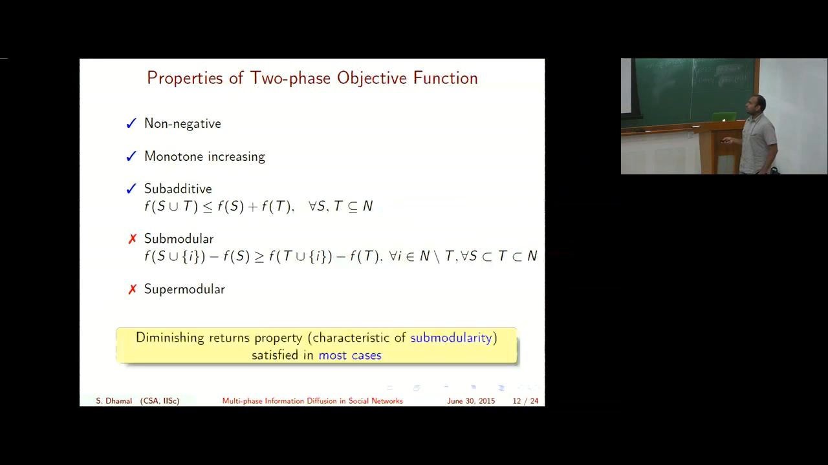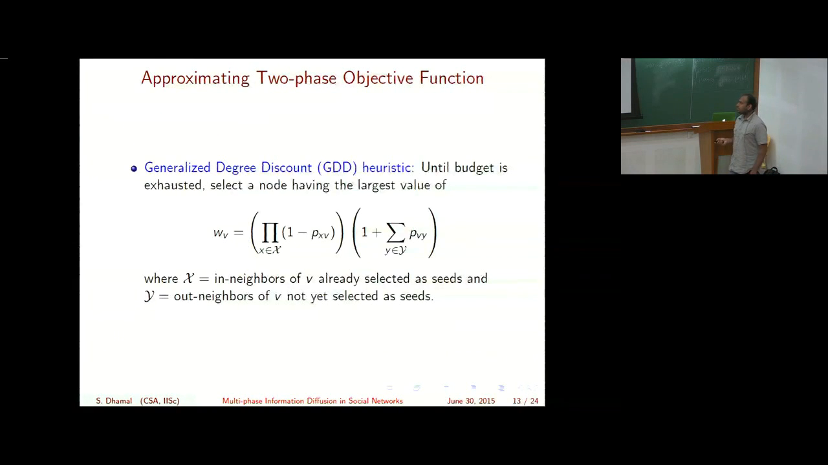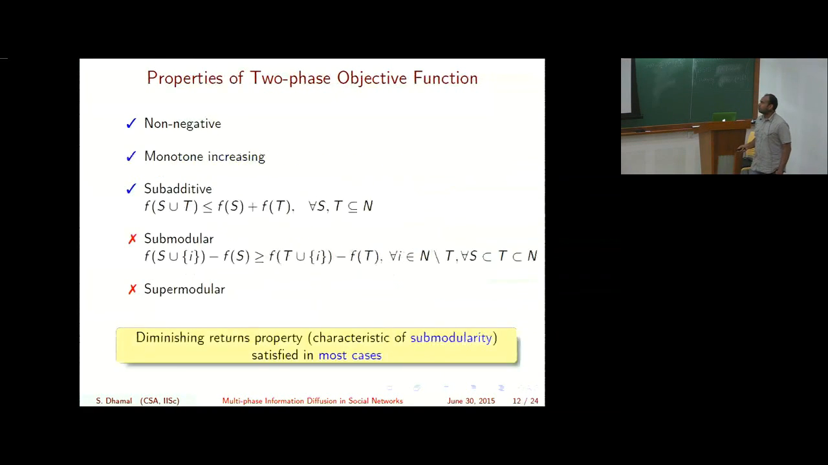But what we observed using simulations is that this diminishing returns property, that is, submodularity, is followed in most of the cases. For most S, T, I tuples, this diminishing returns property is satisfied. There are implications of these properties: there are approximation algorithms for subadditive objective functions, and approximation algorithms again for submodular functions and so on. That's why we studied these properties to propose our algorithms.